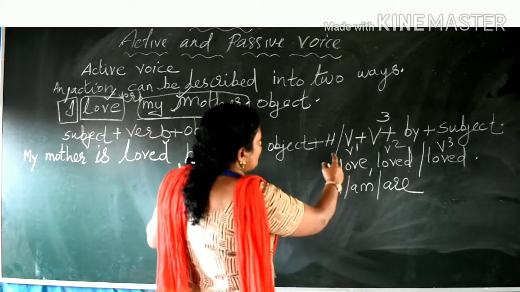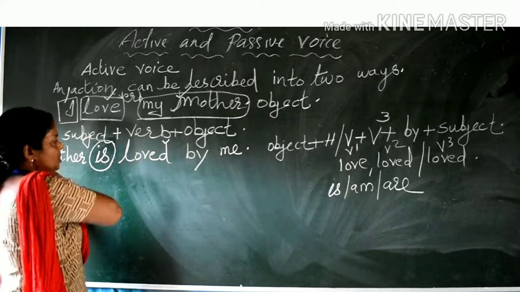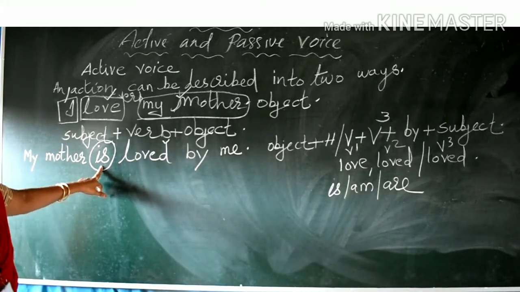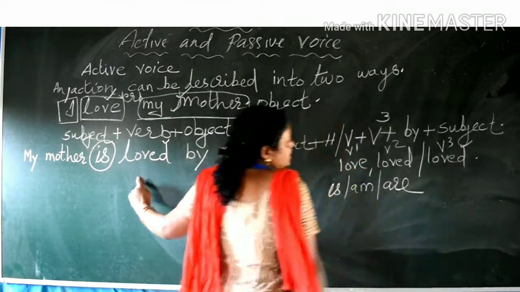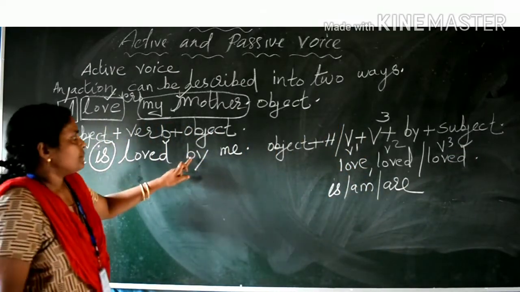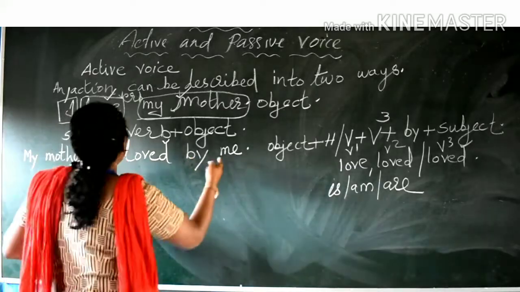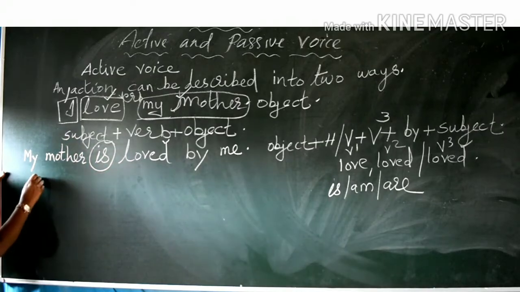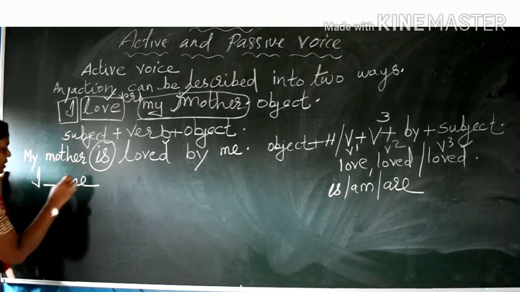After that, next formula, helping verb. Helping verb means auxiliary verbs. So already helping verbs we used. After that, verb 3 form. Every verb has 3 forms. So third one we used. After that, we use preposition by. And then me. And that also some rules are there. I will change into me in the passive voice.